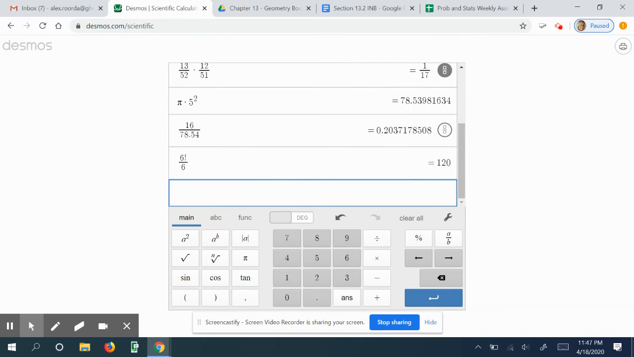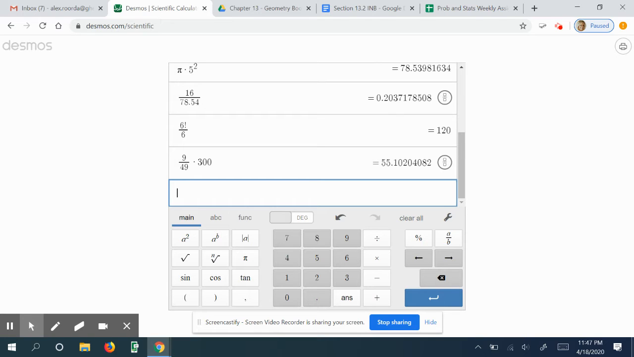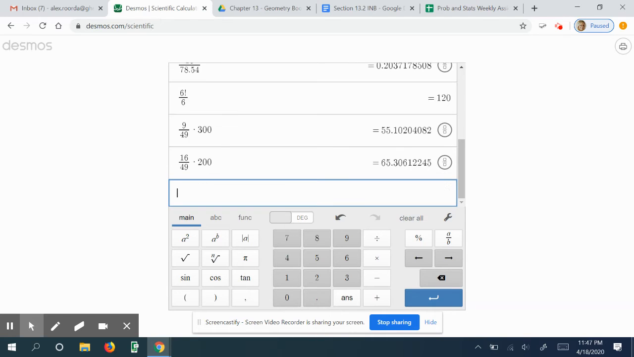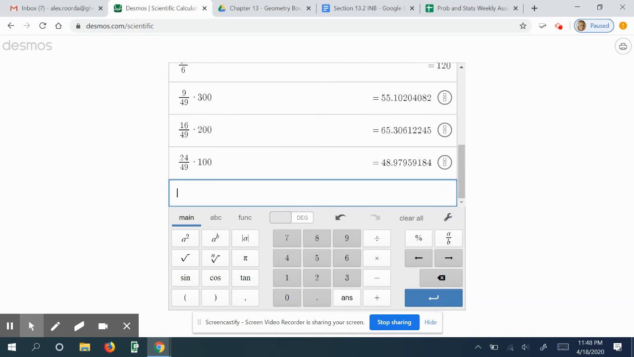So first one, I had 9 over 49 times 300 points. So that's 55.1, okay? The next one was 16 out of 49 times 200 points, 65. And the last one was 24 out of 49 times 100 points. Okay, and that's 48.9. So now for the next one, I'm literally just going to add my three numbers together. This number, and this number. I'm going to add them all together, okay?